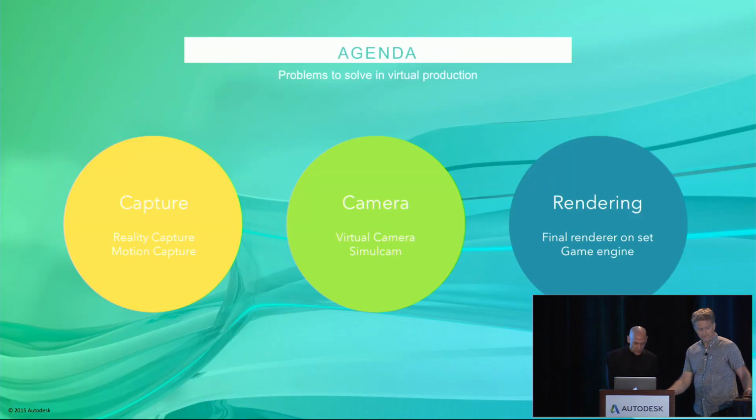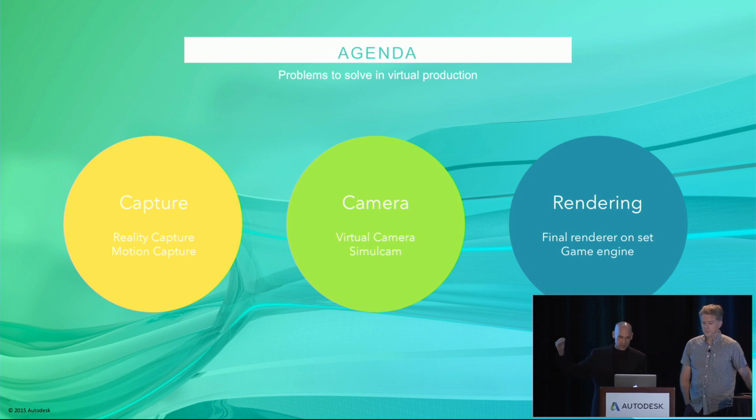All right, so the structure of our talk is going to be along these 3 axes here that we are calling the problems to solve in virtual production in order for this to become easier to use, more effective for making linear content, which the 3 problems are capture, reality capture and motion capture, the camera, the virtual camera, and the simulcam, and rendering, which is rendering in real time in some form or another.